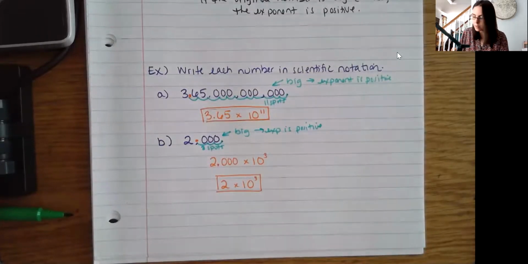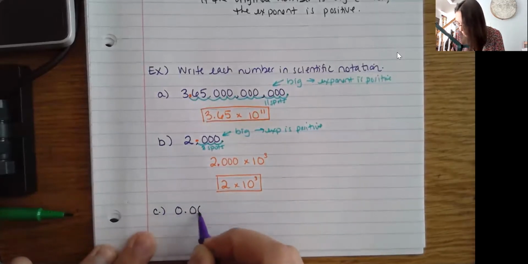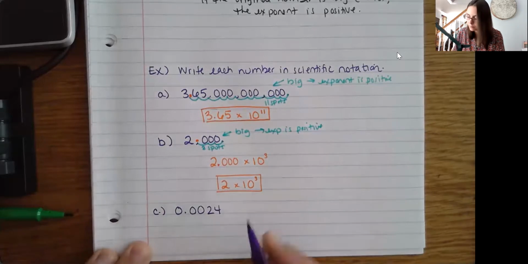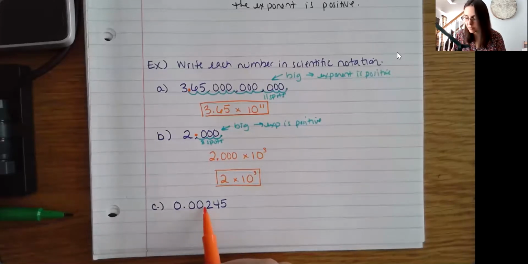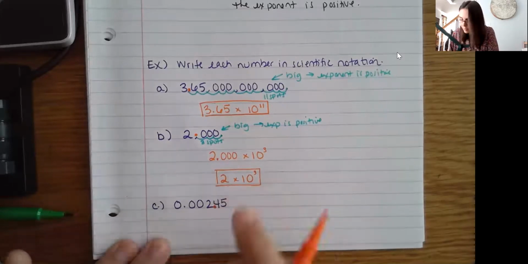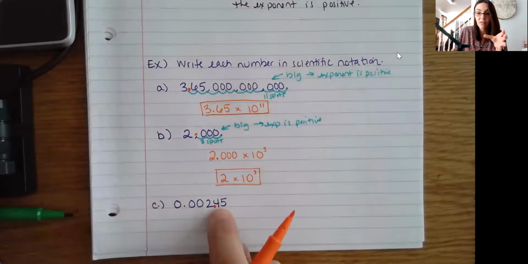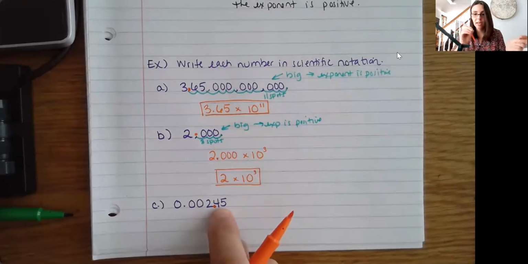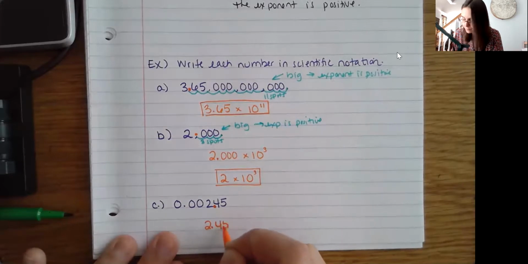Let's go the other direction now. So let's say I have a small number, 0.0024. And again, I want to write in scientific notation. So my first step is to play around and find out where to put my decimal point. Well, if I put it here, that's 0.245, that's too small. If I put it here, that's 2.45, that looks good. If I put it between the 4 and the 5, that gives me 24.5, that's too big. So you just have to play around and then rewrite that value.